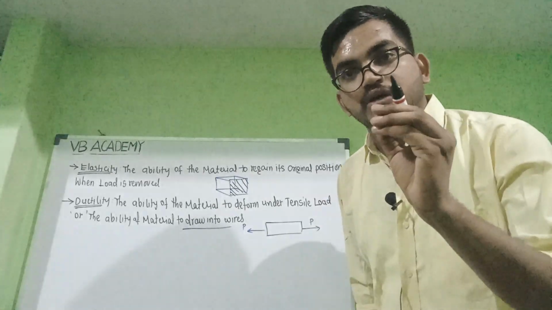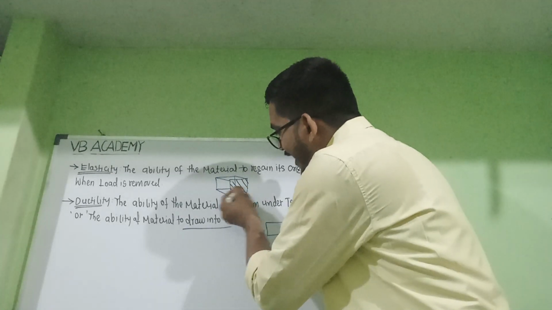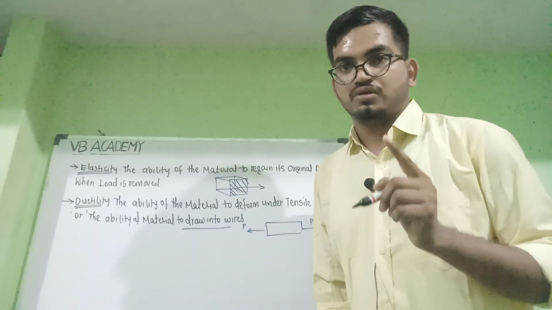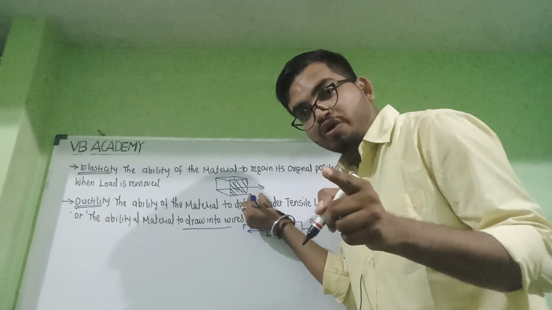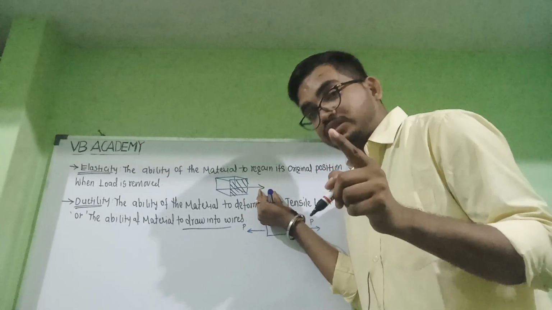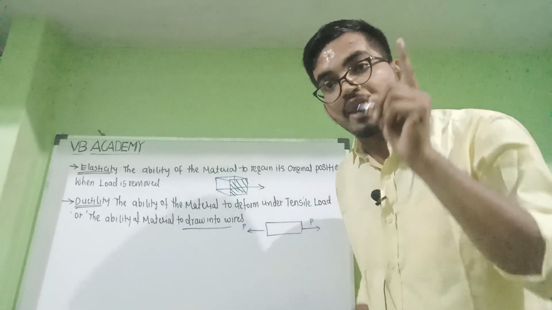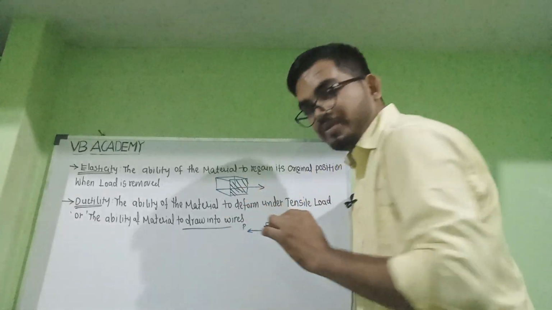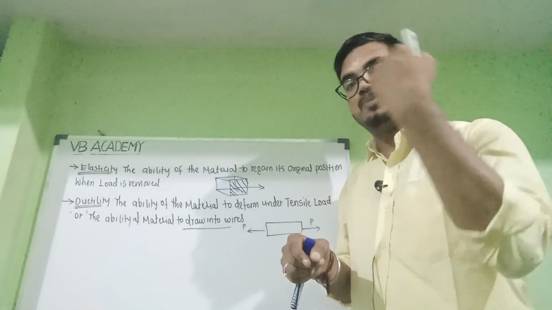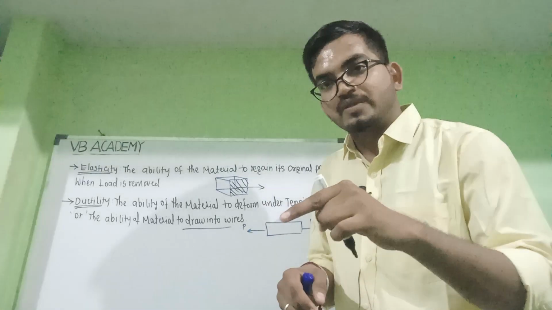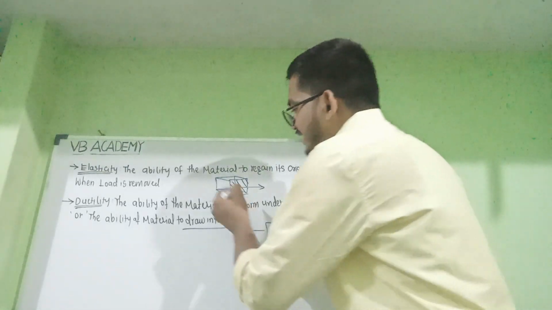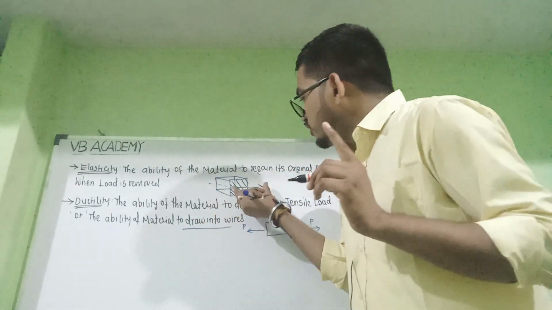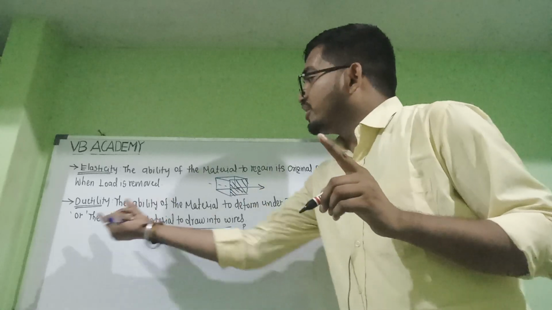If you apply the load perpendicular to the area of cross section, then that is the normal load, or we call it the axial load. Why is it called normal? Because it is perpendicular to the area of cross section. That's why it is normal. And why is it called axial? Because it is acting along the axis. Clear?